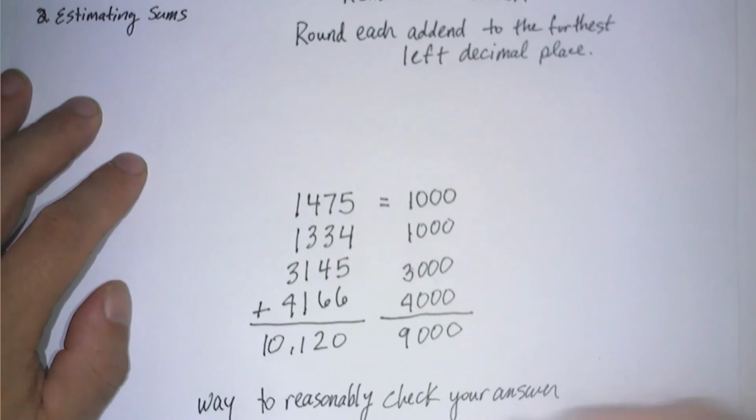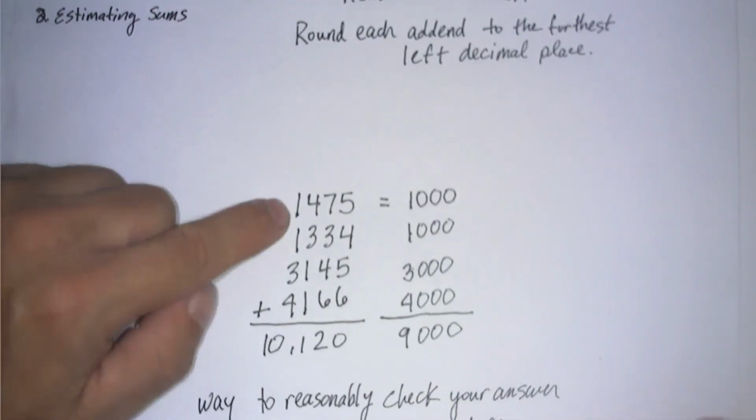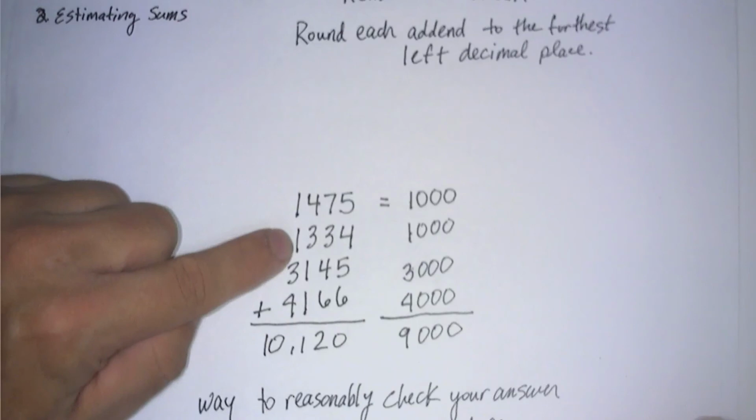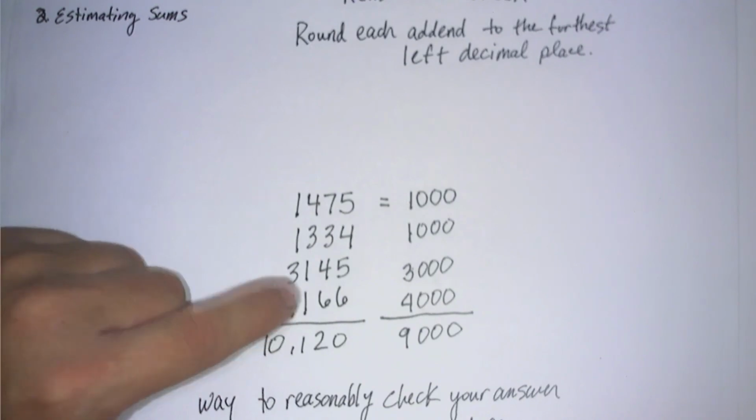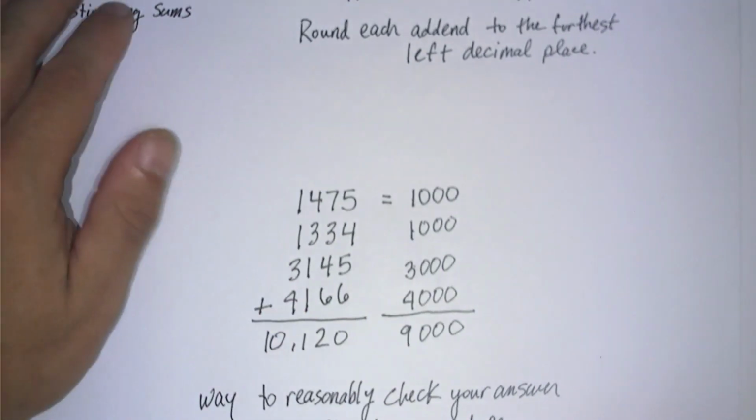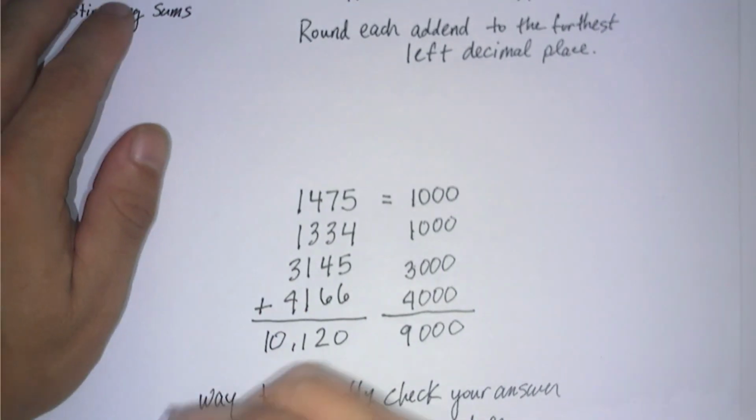And you typically do this mentally. You do this in your head. So you would go, 1,000, 2,000, 5,000, 9,000 in your head. Or, if this rounded up, 10,000. A reasonable way to check the work in your head.